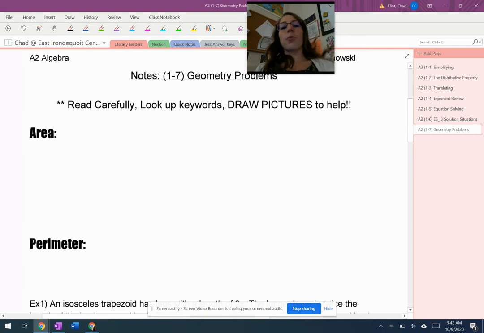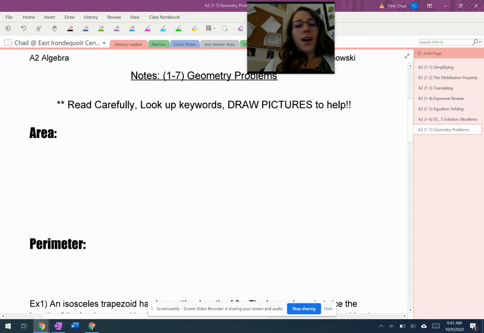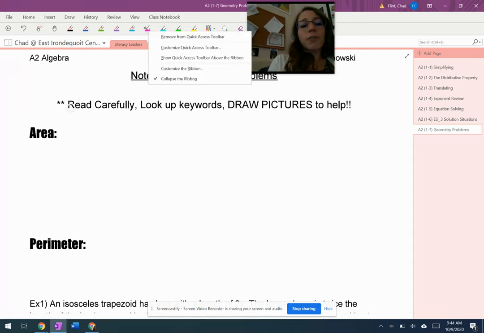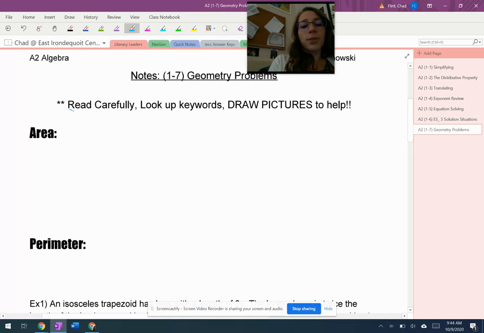So here are your notes for 1-7. As I promised, it's period 3. It just started. So geometry problems. There's going to be some reading involved. So naturally, you need to read carefully because that's what this is all about. Math, reading carefully. Look up any keywords, folks.